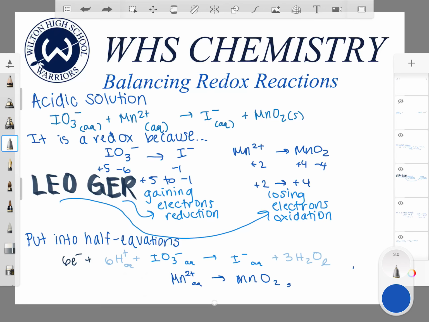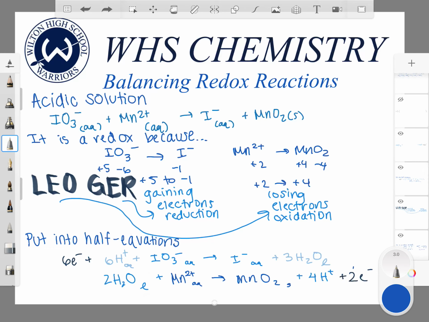Now, when you have a balanced reaction, it's not just balanced by how many elements are on each side, but the charges on those too. So the whole left side of the equation without the electrons is 5+, and the whole other side is 1-. So you have to add 6 electrons to the left side in order for the charges to be balanced.